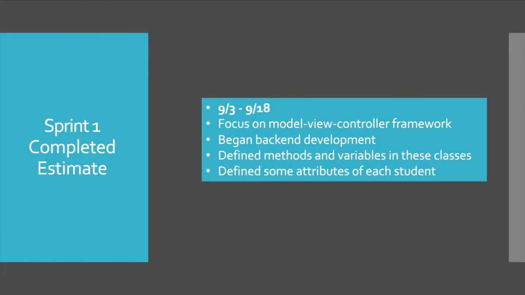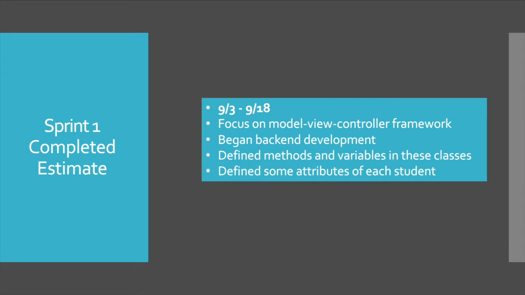Now we will be going over the completed sprint estimates that we drafted up at the beginning of the project and then completed. We began Sprint 1 on September 3rd and completed the following on September 18th. We first designed the project based on a model view controller framework in Microsoft Visio. Then we began backend development by creating classes for a student and a teacher. We then defined methods and variables in the aforementioned classes.